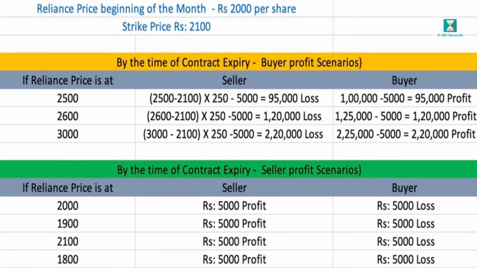The loss for the seller is unlimited and the maximum loss for the buyer is the premium he paid, which is Rs 5,000. One thing to note is the buyer need not hold the call option until the expiry of the contract. Between the time he bought the call option and the expiry date of the contract, the buyer could freely sell this call option in the market to someone else.